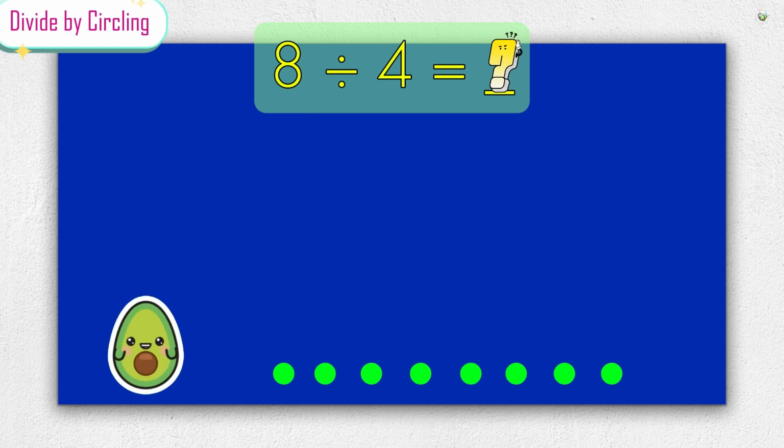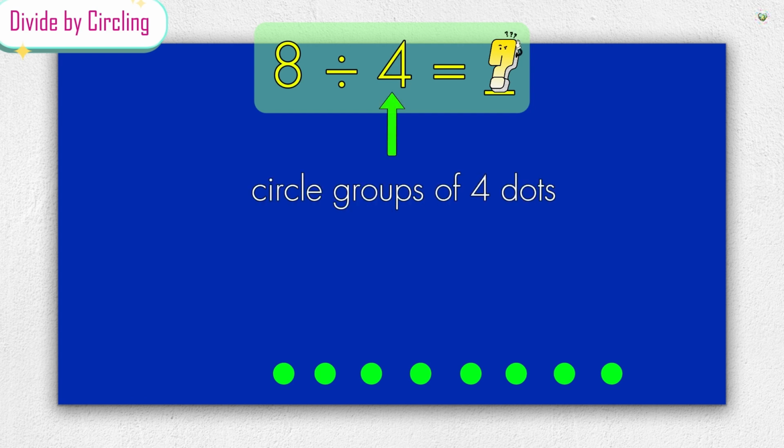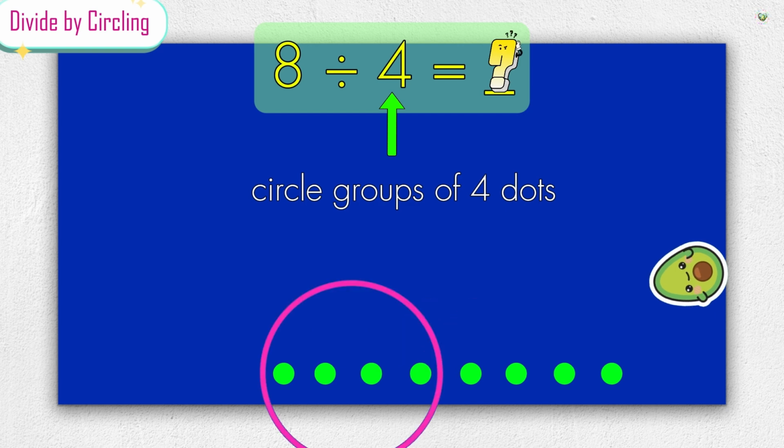Okay, so we have 8 dots. What's next? Now, we look at the second number, which is 4. That means we're going to circle groups of 4 dots. Got it. I'll help circle. 1, 2, 3, 4. Circle. 1, 2, 3, 4. Circle.